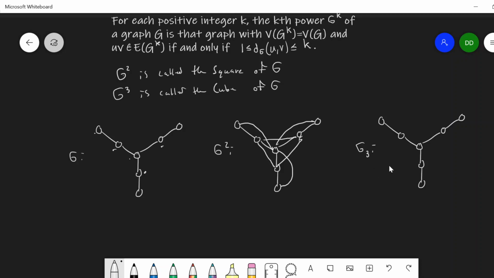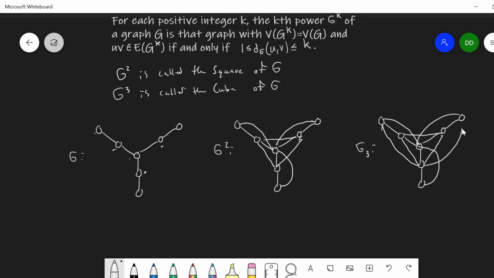G cubed, now I'm going to, again, reference back to G. And so any two vertices that are distance 2, well, that's at most 3. And so all of the edges from G squared are also in G cubed. So I'm going to add all those in as a first step. And now I also add in edges between vertices of distance at most 3. So 1, 2, 3. These two would be adjacent.